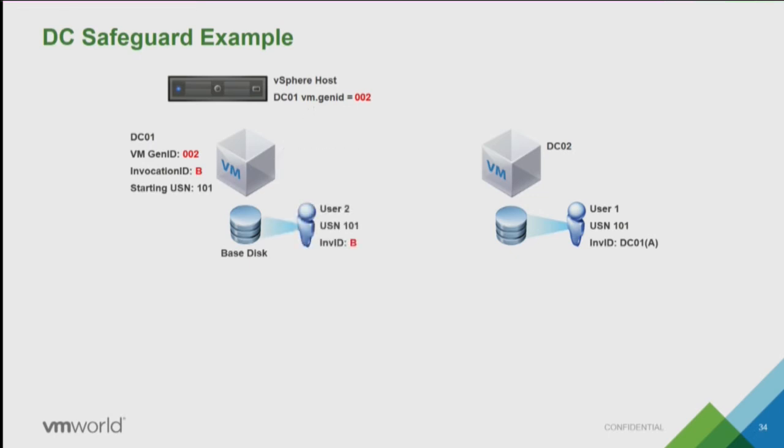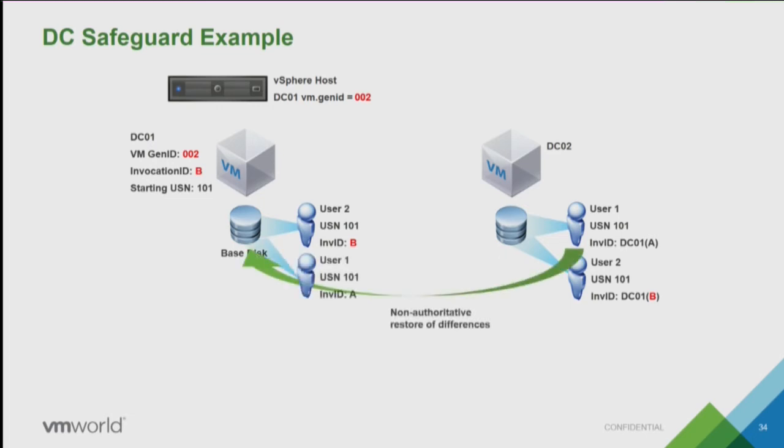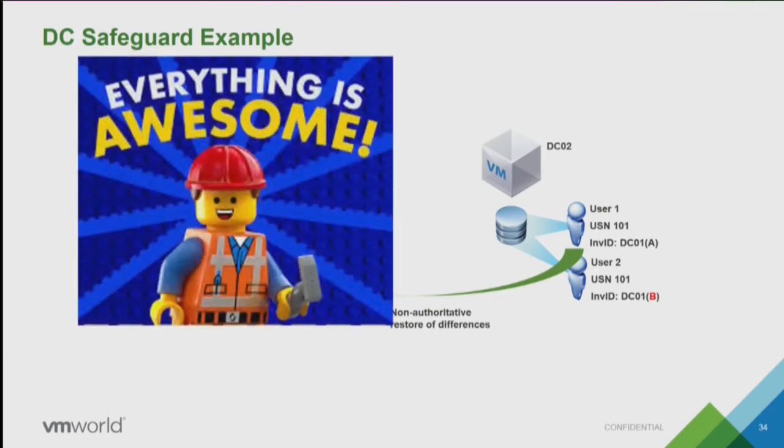So now we're back. Now I want to create user 2. It's going to replicate that over. DC02 is going to say, I recognize, I've seen this transaction before, but I know you have a new invocation ID, and I know that generation ID kicked in for safety. So I'm going to accept that transaction. Not only am I going to do that, I'm going to give you back the one you missed before we did the snapshot. In the example we did before, this didn't work. The domain controller became orphaned. In my example, everything is awesome.